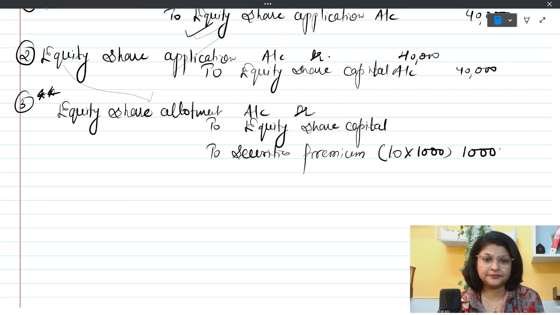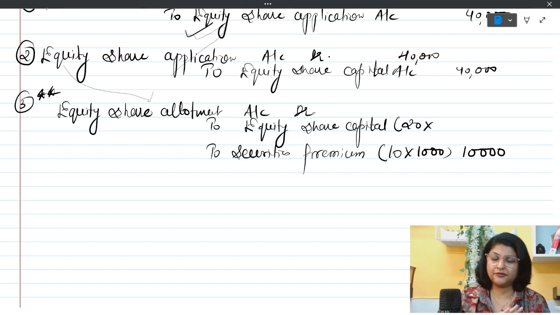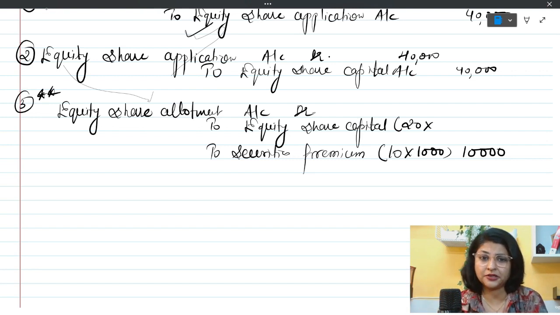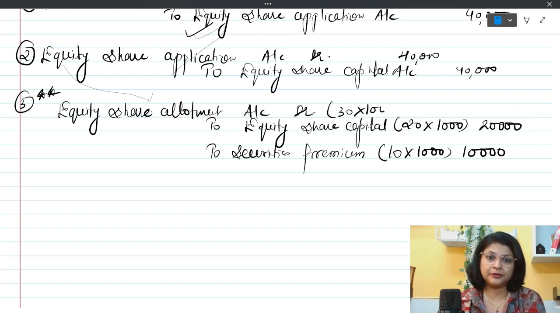So this is 10,000. Then 30 was bifurcated into two parts, 20 belonging to share capital. So 20 will be transferred to share capital, which is 20,000, and altogether how much you're asking from the public is 30 rupees. So 30 multiplied by 1000, 30,000 rupees is asked from the public. So the first debit side is going to be all 30 rupees. Allotment money altogether 30 rupees is taken from the public, but the company internally is transferring out of this 30 rupees, 20 rupees to share capital and 10 rupees to securities premium.